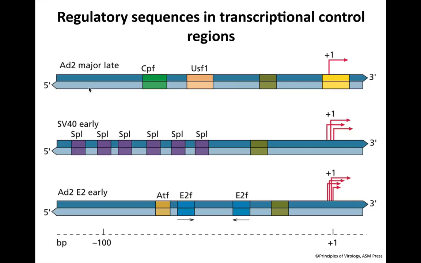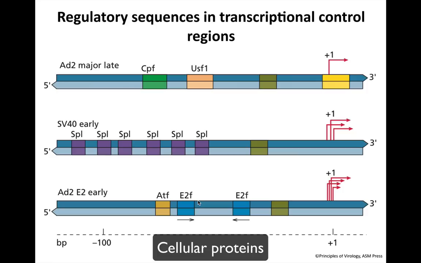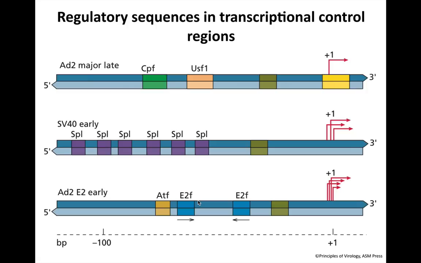You can see, for example, the Adenovirus major late promoter has an initiation site and also sequences within the promoter region for the binding of various proteins, as SV40 does. It's slightly different, and the Adenovirus early promoter is even different. So these utilize cellular proteins as well as viral proteins. The viral proteins that are made contribute to the regulation so that they can establish orderly transcription of viral genes.